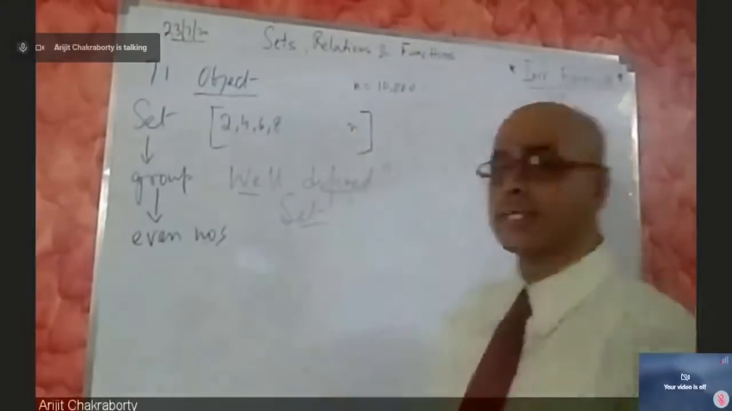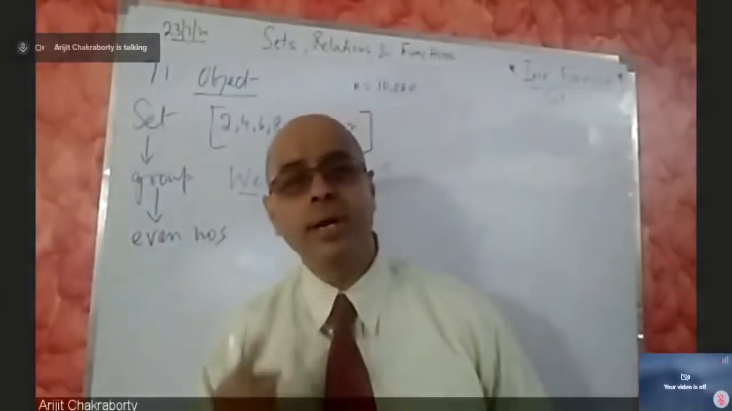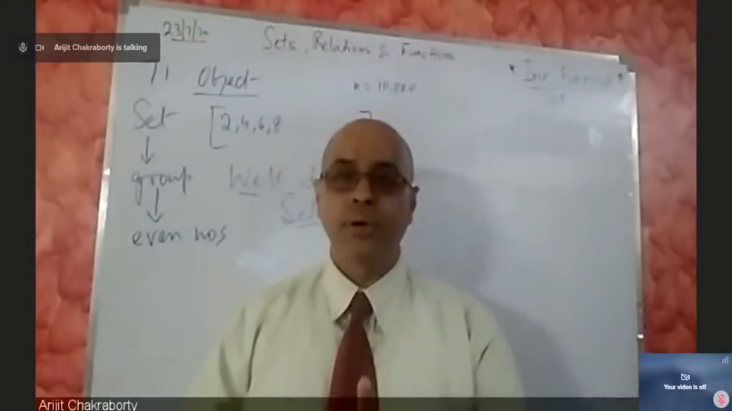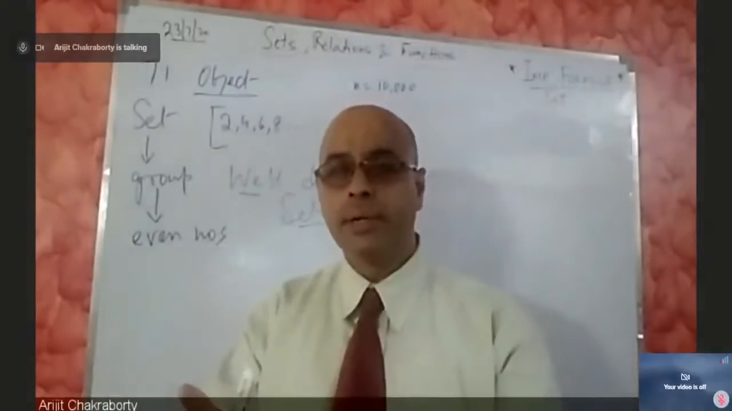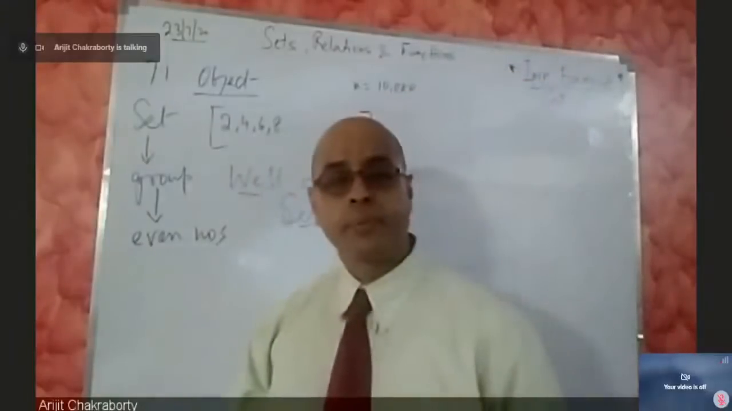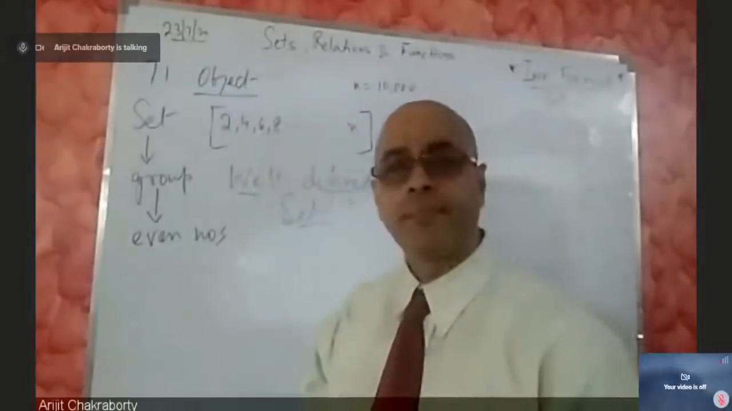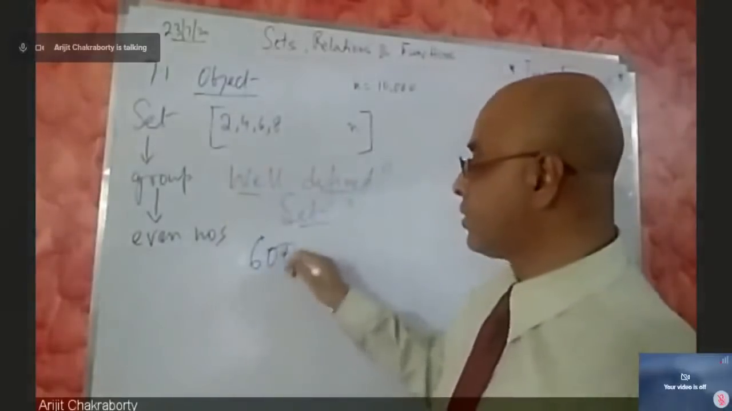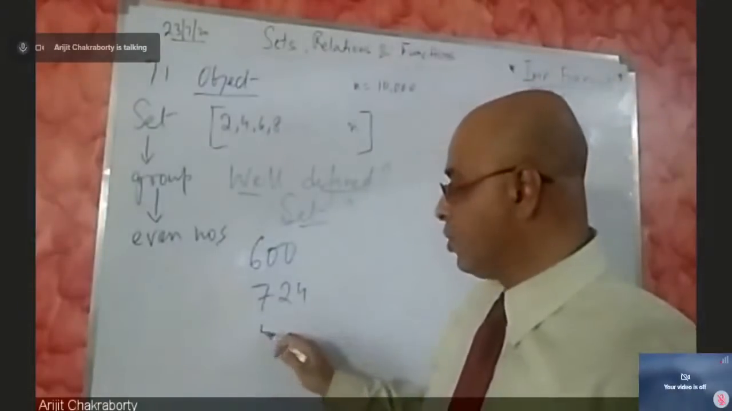But is it a well-defined set? Well-defined. What does the word well-defined mean? See, the word well-defined means if you can say with certainty, if you are absolutely certain about the numbers which will be there in this set. So if I ask you a small question, in this set, will I be having the numbers 600, 724 and say 5000?